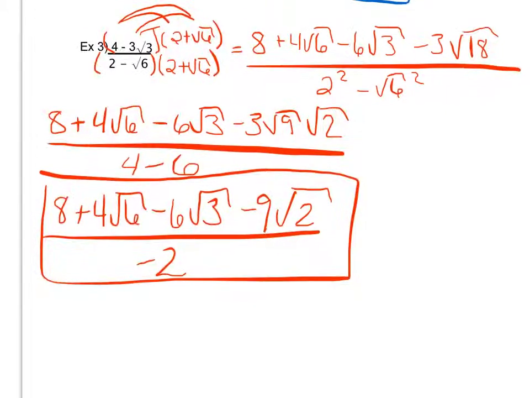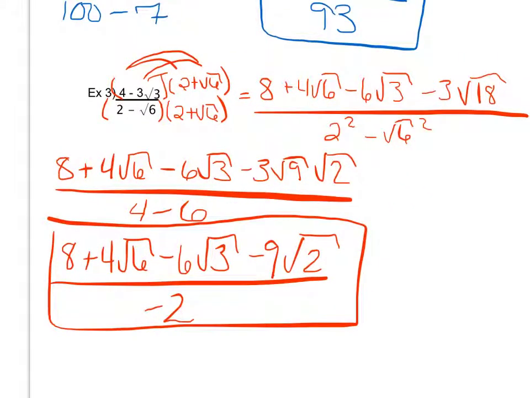And I believe that was just that one. Yep, so that's the end of the examples for rationalizing denominators with binomial radical expressions.